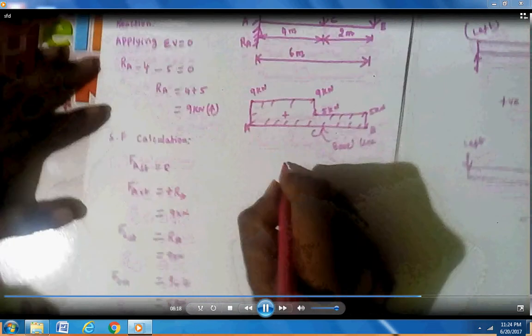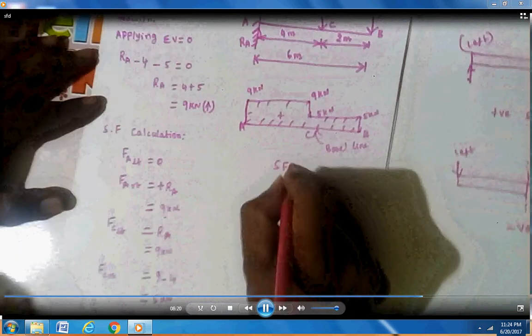Okay, this is the SFD. Then bending moment calculation. Bending moment means the algebraic sum of all the moment of forces acting either to the left or right of the section. Shear force means algebraic sum of all the vertical forces. Bending moment means algebraic sum of the moment of forces. Moment of forces means force into distance.